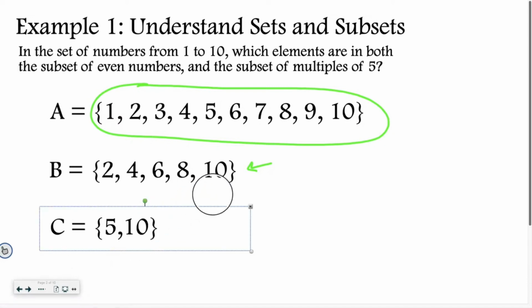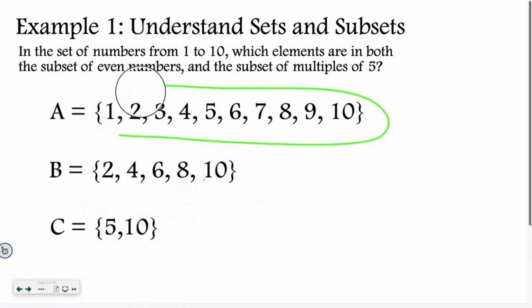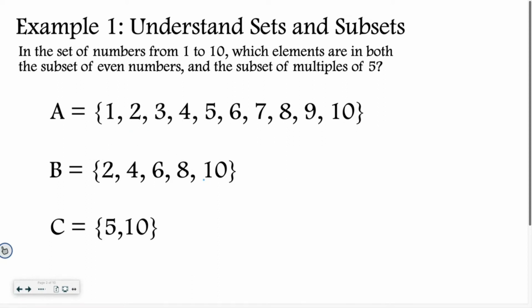Okay? So we have our set. Set A is all of the numbers, right? Set B is a subset of set A. It's a smaller version of set A. And C is a subset of set A. It's a smaller version of set A. And we want to know which elements are in both subsets.